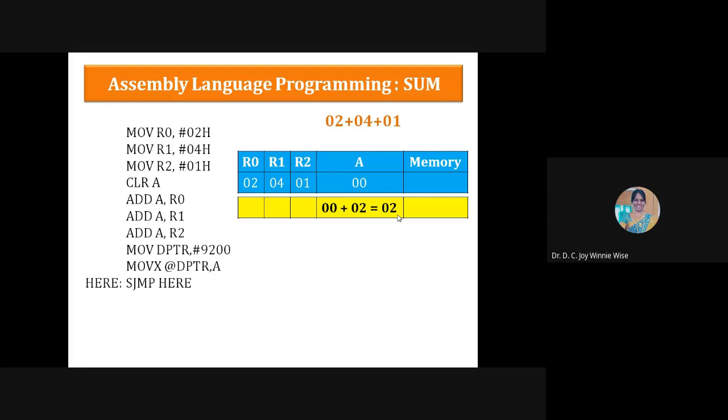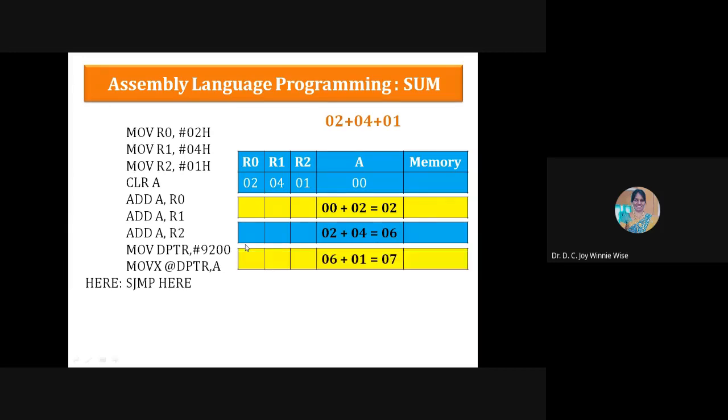Okay. So what is the next one? I have to add the R1 value. So I'm using the instruction add A comma R1. The content of R1, that is 04, is added to the previous accumulator content 02. So we get the output as 06. 02 plus 04 equal to 06.